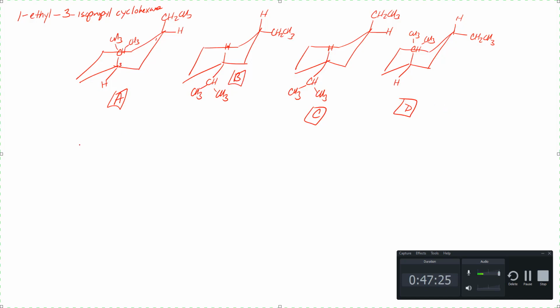So here's my question. As far as the trans goes, which pair of chairs is trans? Your choices are, is it A and B, because we ring flip those, or is it C and D? So which one of those two is trans?